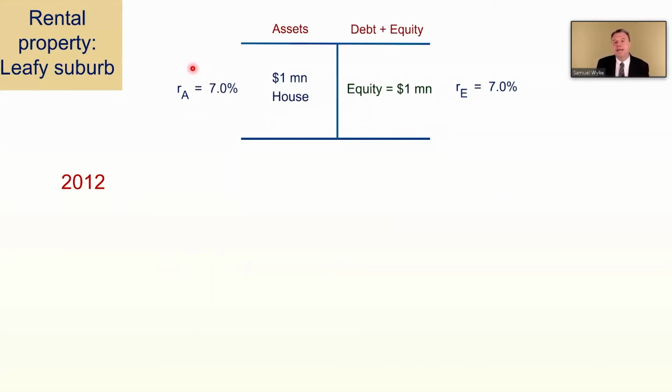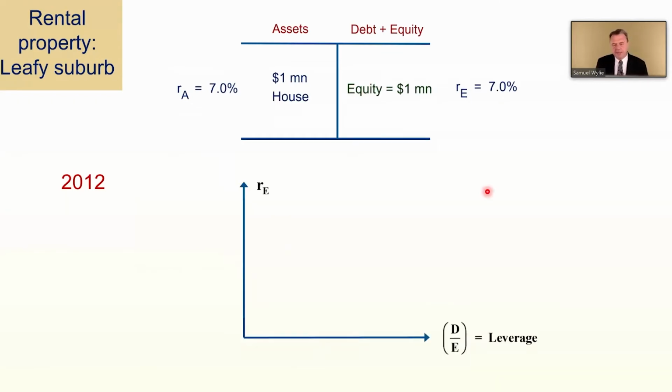The return on the asset, 7%. That's what we were just talking about a moment ago. And the return on the equity, they must be the same thing. There's no debt, so the return on both sides of the balance sheet must be the same. So we're expecting a total return on our equity of 7%.